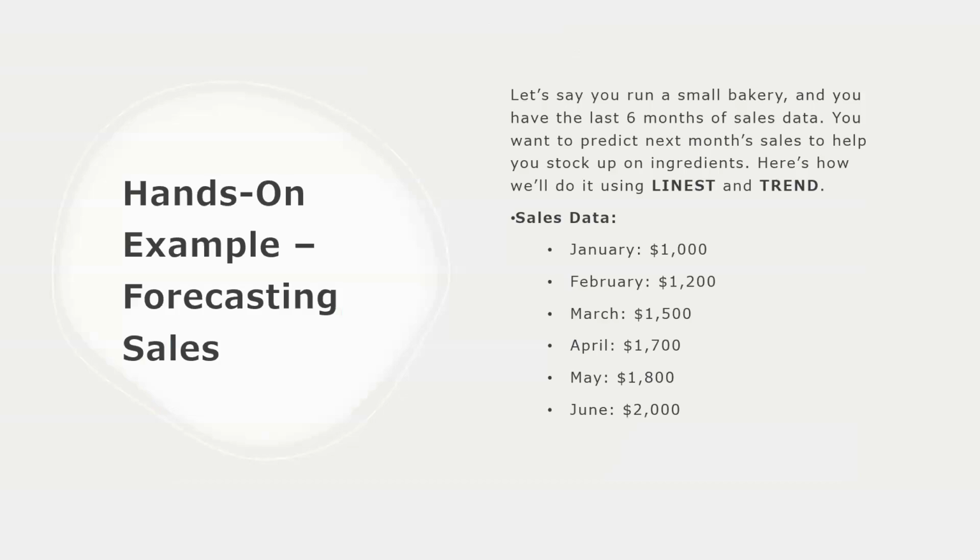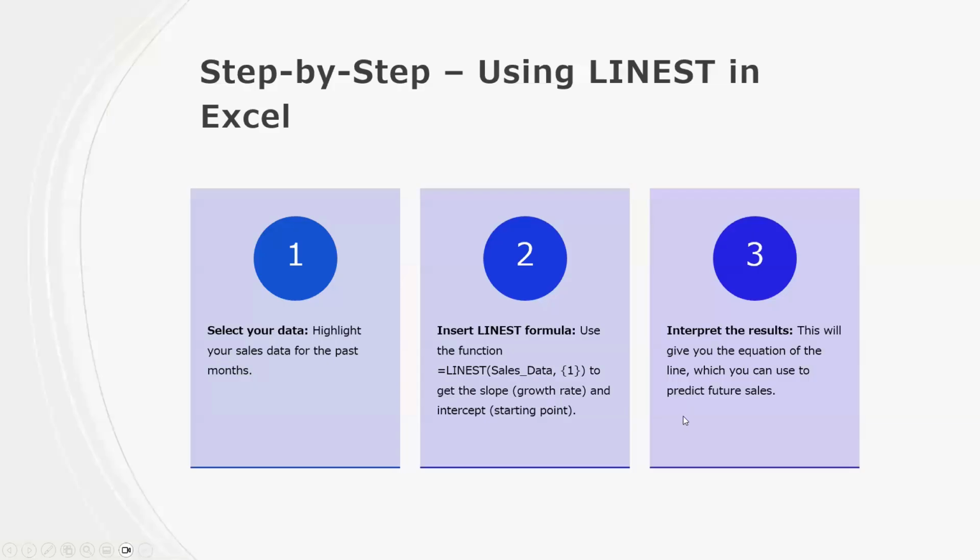Hands-on example, forecasting sales. Let's say you run a small bakery and you have the last 6 months of sales data. You want to predict next month's sales to help you stock up on ingredients. Here is how we'll do it using LINEST and TREND. So the sales data from January to June are given. Step by step using LINEST in Excel: select your data, highlight your sales data for the past months, insert the LINEST formula, interpret the results.